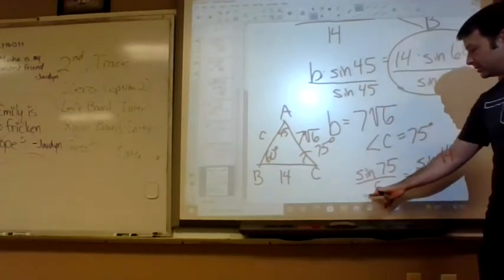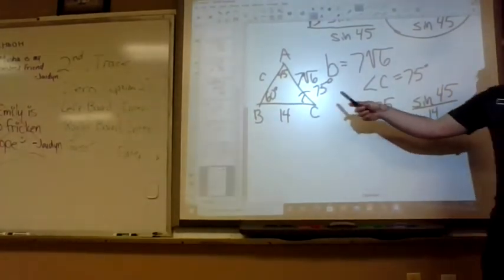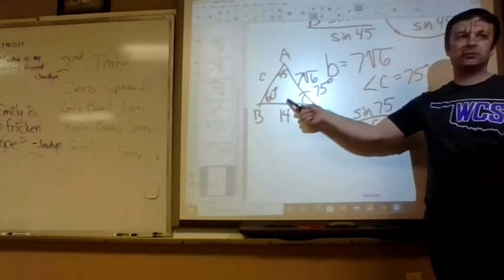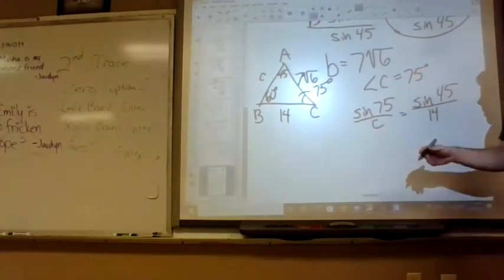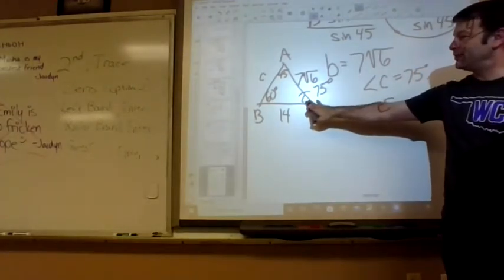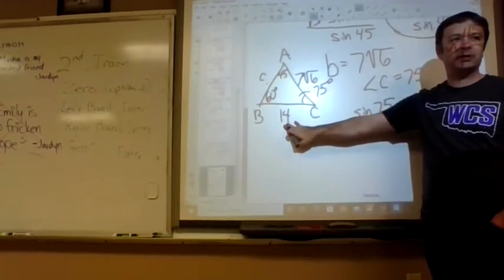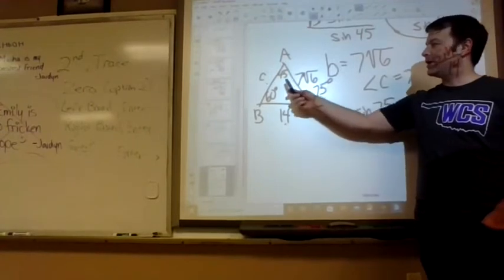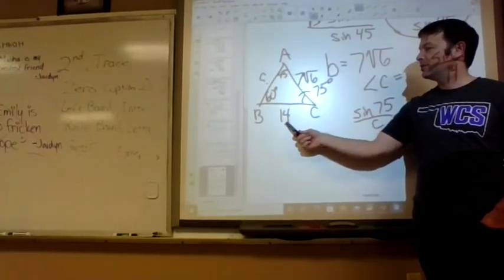This is new. Wait, how did you get the 75 degrees again? Because they have to add up to 180, and they told us these two. Okay, so sine of 75 over side C should equal sine of 45 over 14. Does that make sense? Yeah. Sine of 75 over C equals sine of 45 over 14.